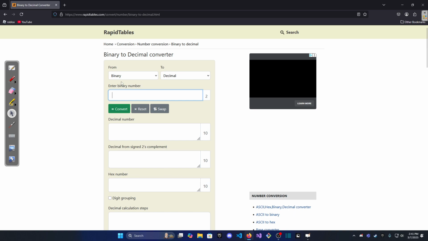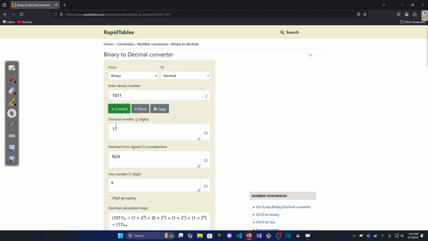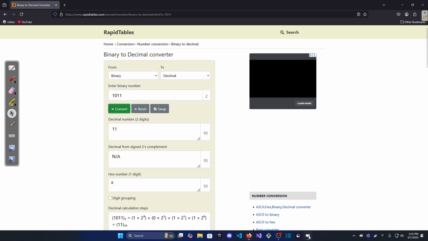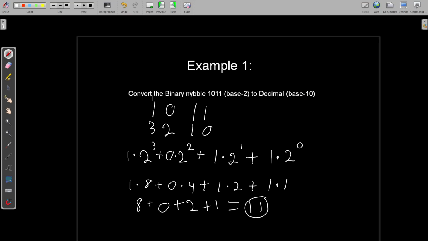But our binary nibble was 1011. Let's convert it. And our answer is indeed 11. Very nice. So, as you can see, it is quite easy to convert a binary word to a decimal. But let's take things up a notch.